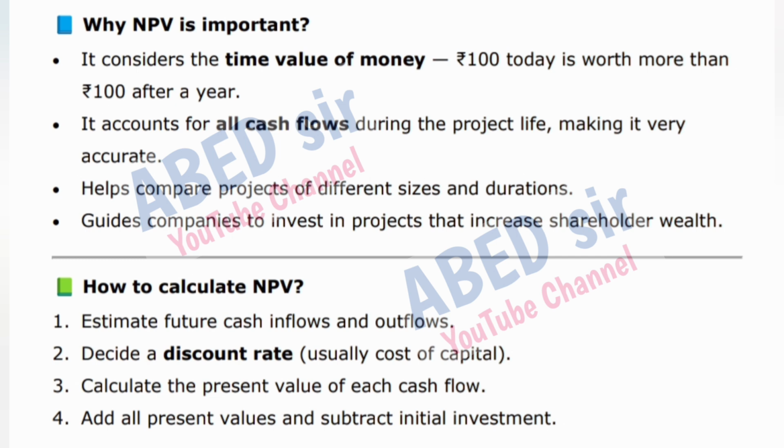How to calculate NPV? 1. Estimate future cash inflows and outflows. 2. Decide a discount rate, usually cost of capital. 3. Calculate the present value of each cash flow. 4. Add all present values and subtract initial investment.